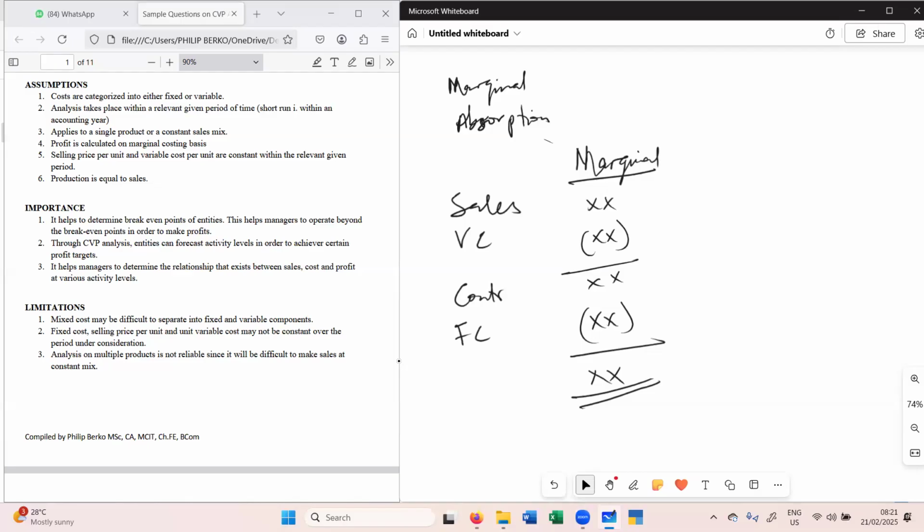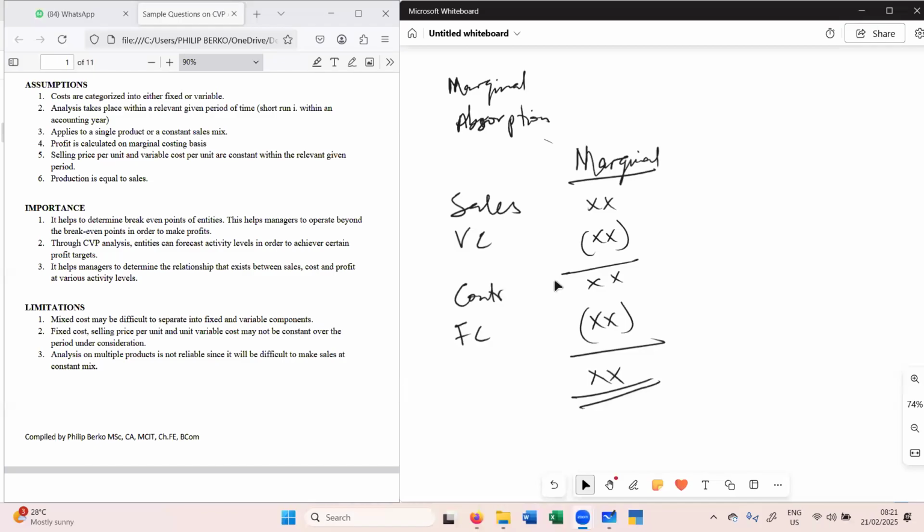So through CVP analysis, you can, for instance, estimate the quantity of production or the value of production and sales to do in order to meet a certain targeted profit. And that will help you. So for instance, if you are in business and this year your target is to make 1 million profit, then through CVP analysis, you can estimate the number of goods to produce and sell in order to make that profit. And so you focus on that.